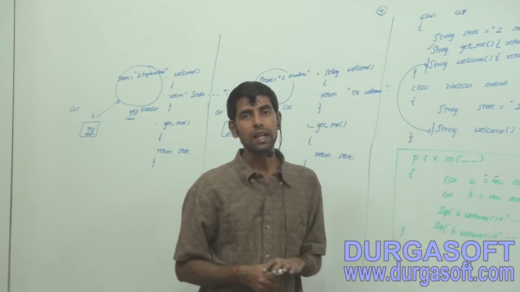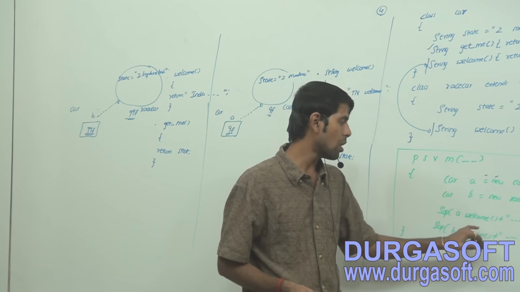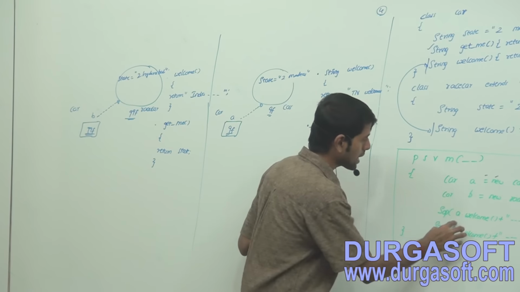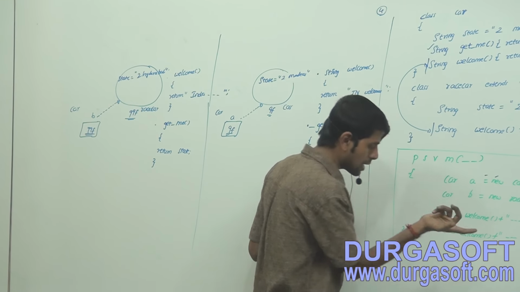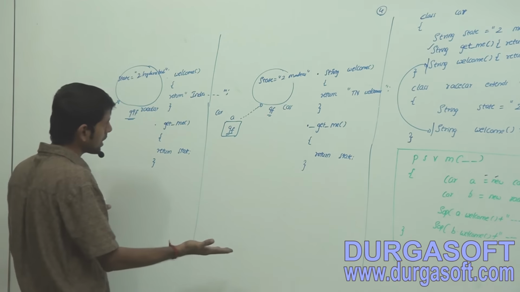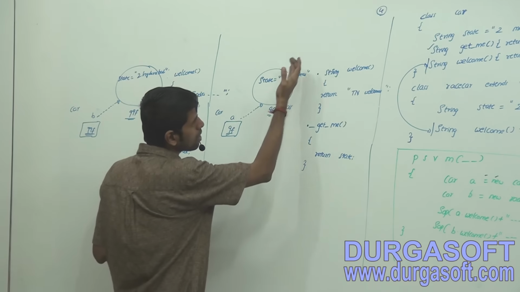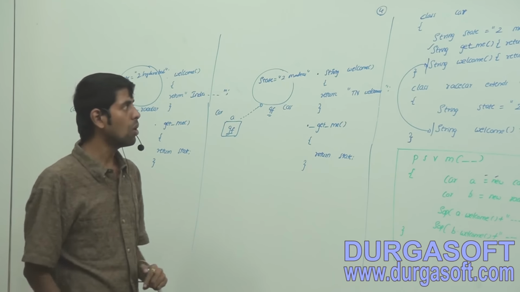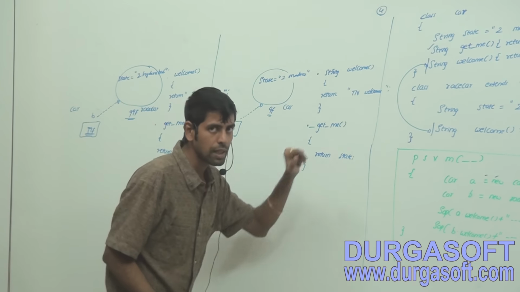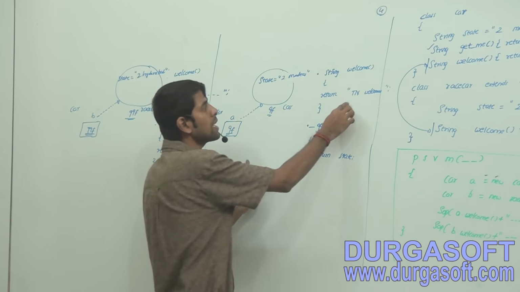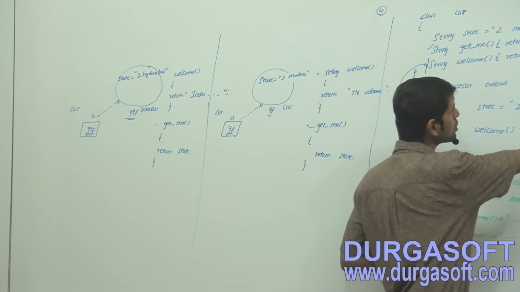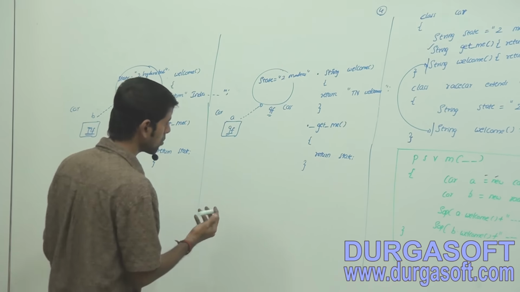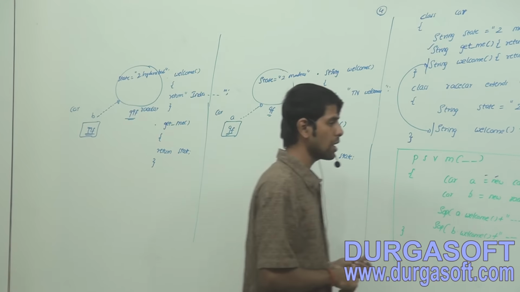Now the tricky thing comes here. Observe. a dot welcome. What is the type of small a? Small a type is Car, so Car dot welcome. Do we have that method here? Yes, we have. What is the implementation within this method? It is returning the literal TN welcomes you. It is welcoming us. Now what will be the output here? Observe. What will be the output?